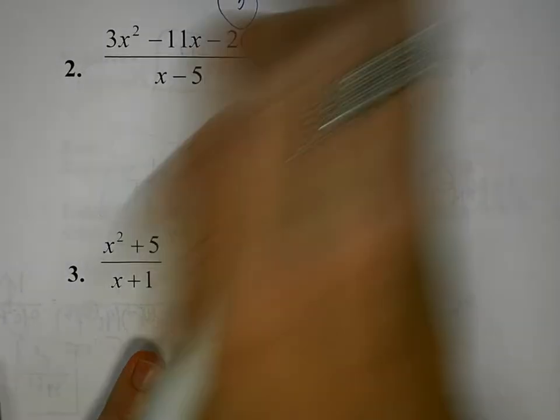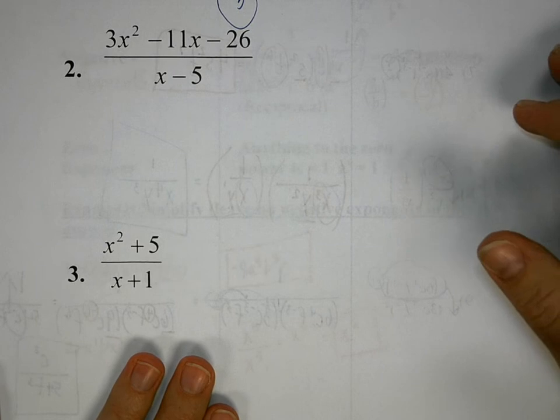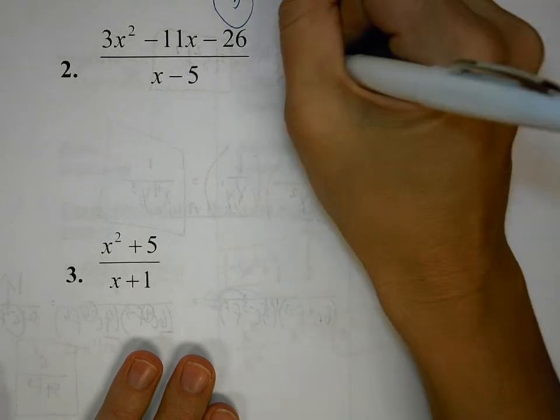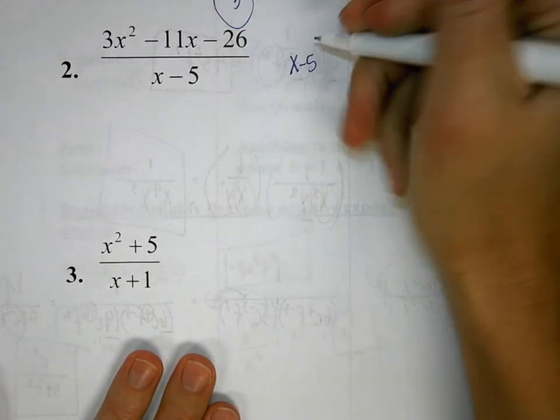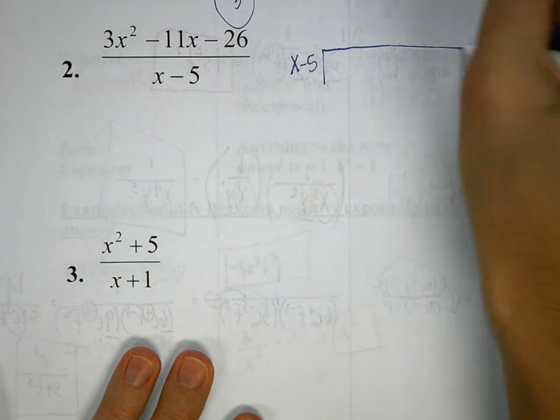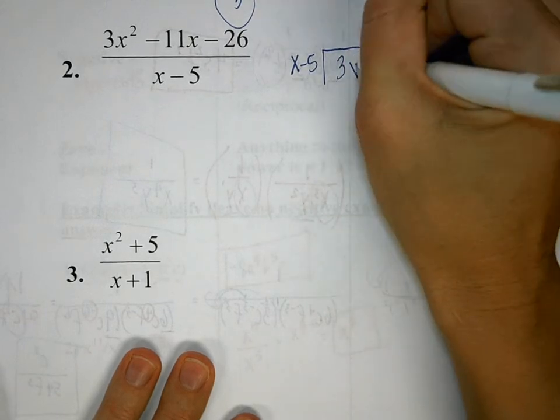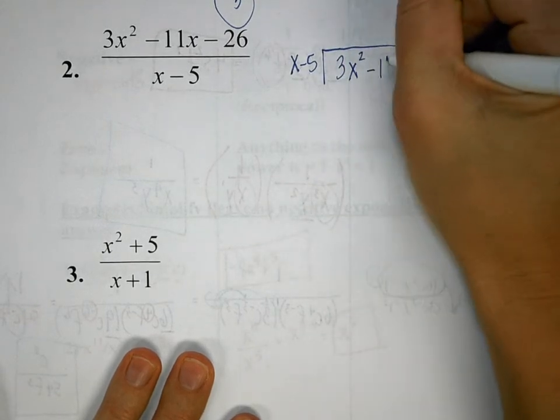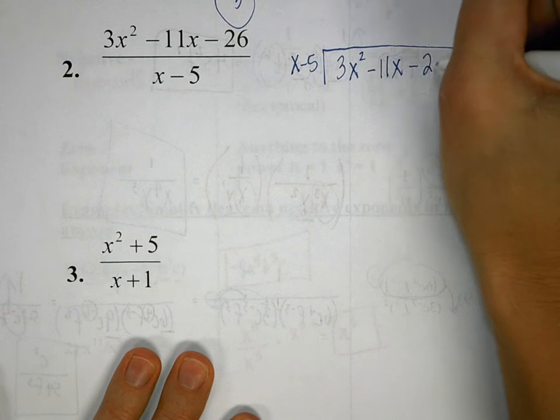So, I'm going to write this in long division. Okay? So we write this as x minus 5, and then our long division, and we have 3x squared minus 11x minus 26.